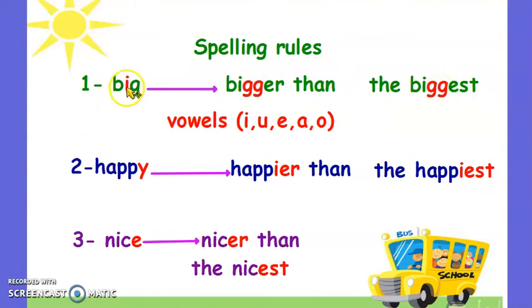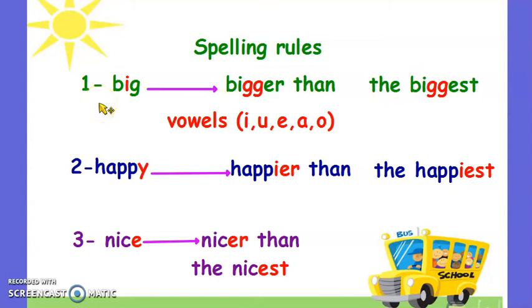Look, here we have I and it's a vowel, so we double the last letter. What are the vowels letters? I, U, E, A, and O. These are the vowels. دول هم حروف العلة. Okay, if we see them before the last letter, إذا شفناهم قبل الحرف الأخير, we double the last letter to add EST or ER. So this is the first rule.